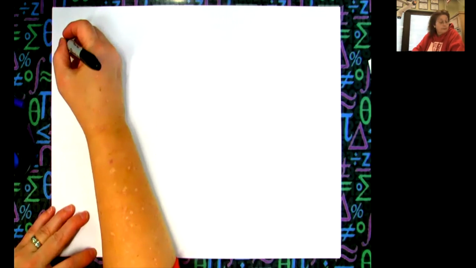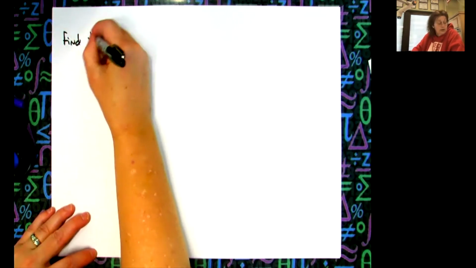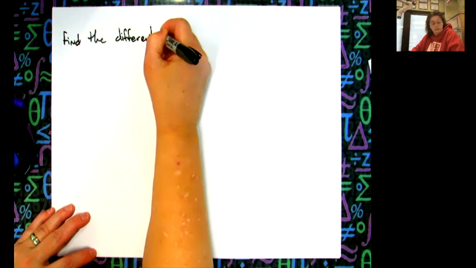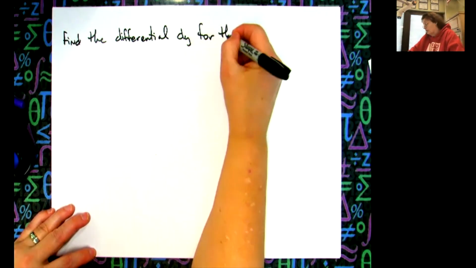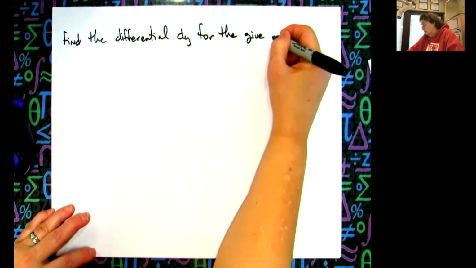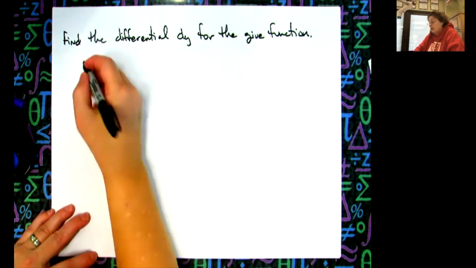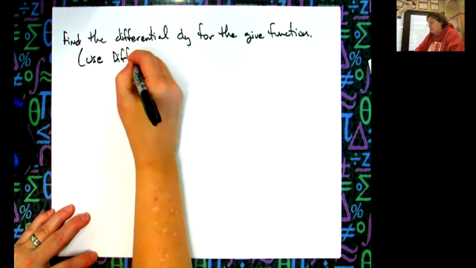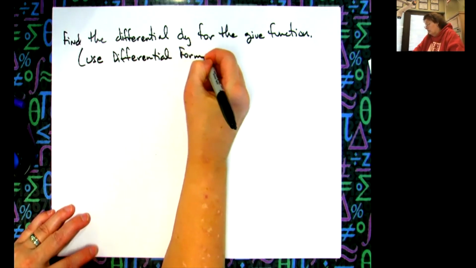All right, so we'll do one question here. Let's see, give you the directions. Let's say it says find the differential dy for the given function. All right, that's probably the only thing your book's going to say. I'm going to say use differential form just in our notes, so that it'll help you remember as you go back and look at your notes to study or something. Okay.